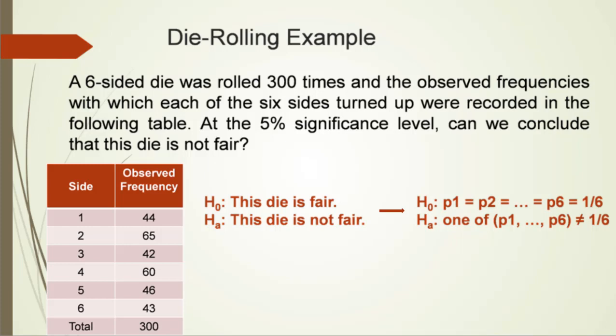The alternative, on the other hand, would be one of the 6 probabilities being different from 1 over 6. It is important to know that we do not need all of these 6 probabilities to be different from 1 over 6. We just need one of those 6 probabilities to be different from 1 over 6. It is worth noting that the number of populations here is 6. The techniques we discussed early on for comparing two population proportions would not work here.